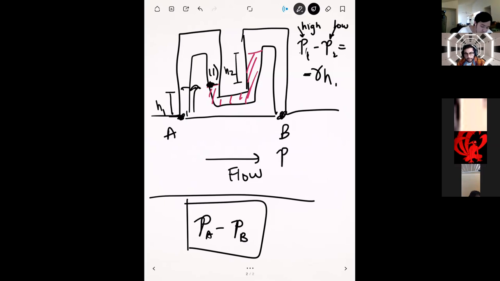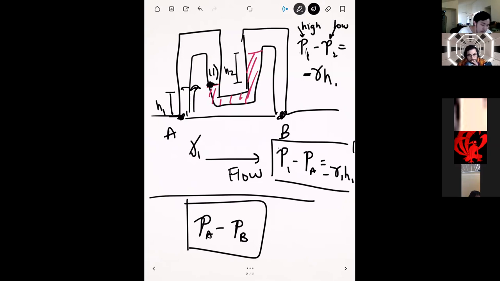Okay? And so let's do this first pressure difference here. We call this point one. We can do P1 minus PA is equal to, and we know the gamma here, so this is gamma 1. It'll be minus gamma 1 H1, right? And it's negative because we have the higher point, P1, at a higher elevation. And then minus PA. And then that's going to be equal to minus gamma 1 H1.